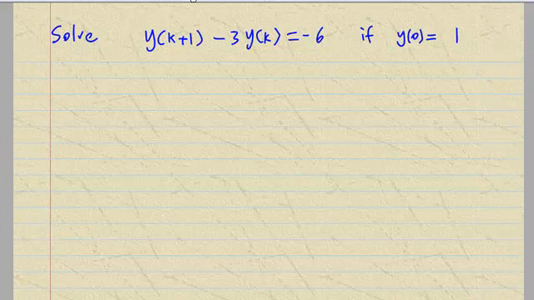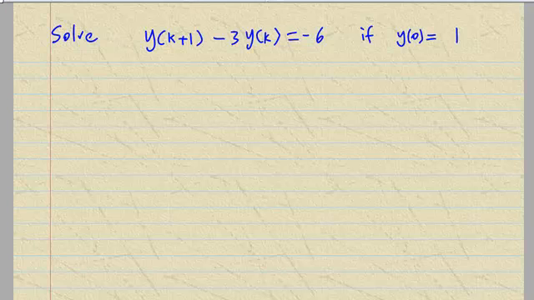This video will show you how to solve a first-order difference equation by using the method of Z transform. We are given a first-order difference equation y of k plus 1 minus 3 times y of k equal to negative 6, and we are given that y at 0 equal to 1.